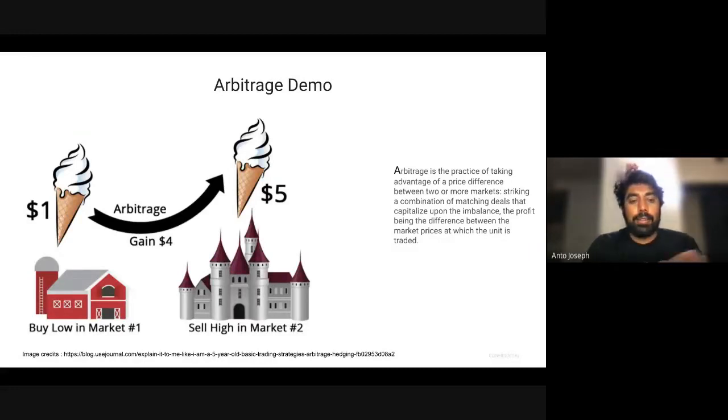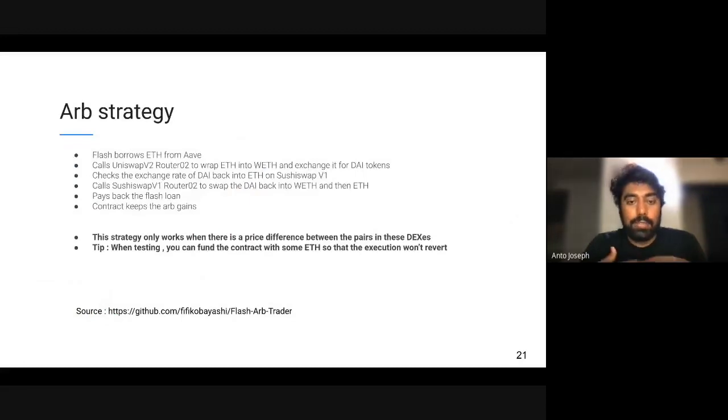So as you can see, there's a lot of arbitrage going on here. What is arbitrage? Arbitrage is the practice of taking advantage of a price difference between two or more markets. A striking combination of matching deals that get capitalized upon the imbalance, the profit being the difference between the market prices at which the unit is traded. In our case, we will be doing an arbitrage between two DEXs, which is Uniswap and SushiSwap. So let's go over our arbitrage strategy.